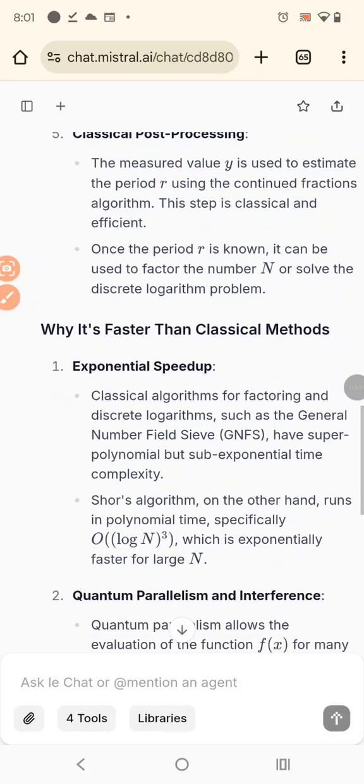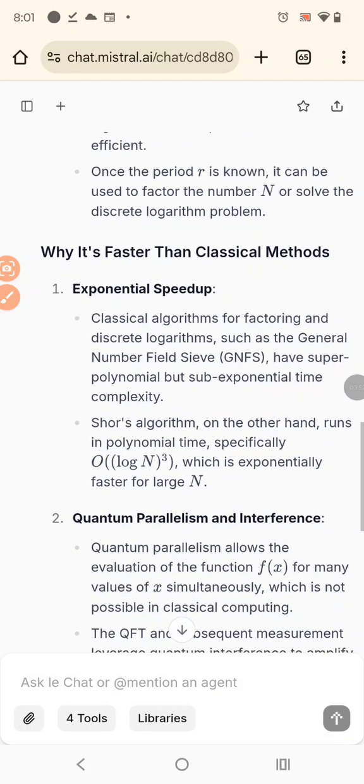So why is it faster? The general number field sieve has super-polynomial but sub-exponential time complexity. That is the classical algorithm, and Shor's algorithm runs in polynomial time, specifically O(log³ n), which is exponentially faster for large n.